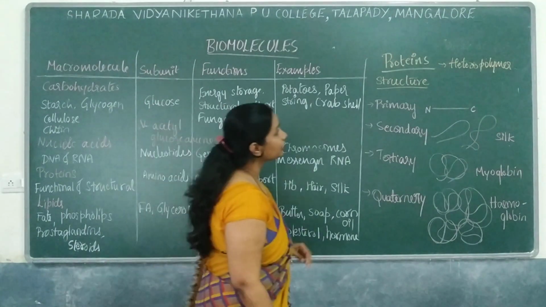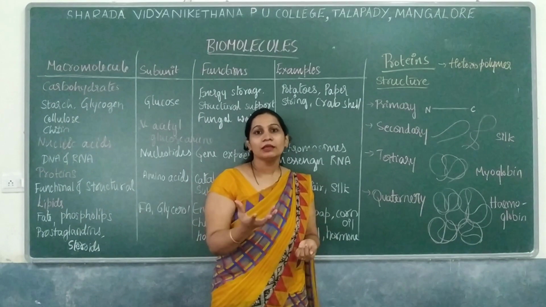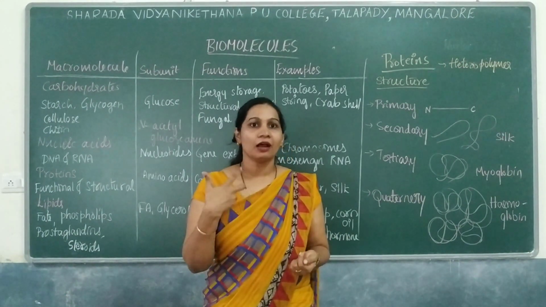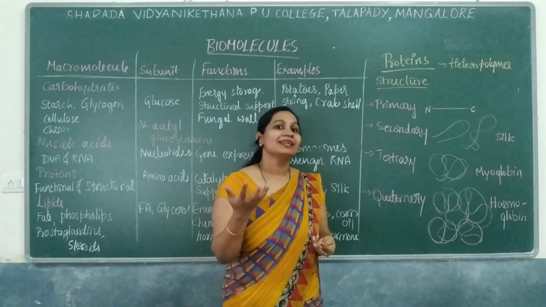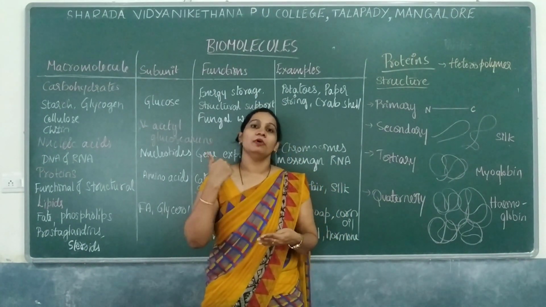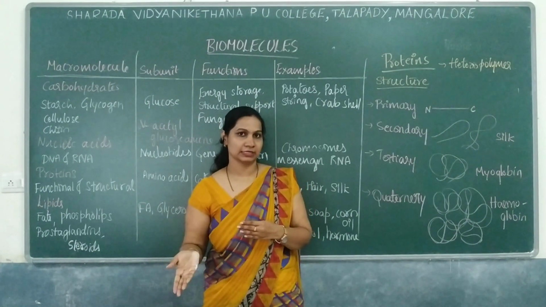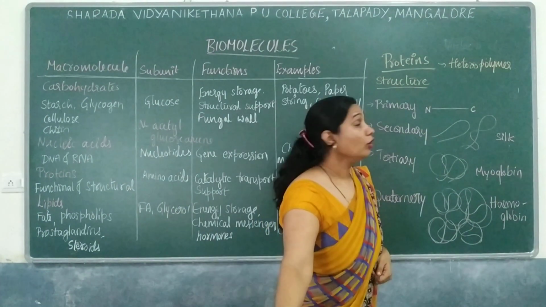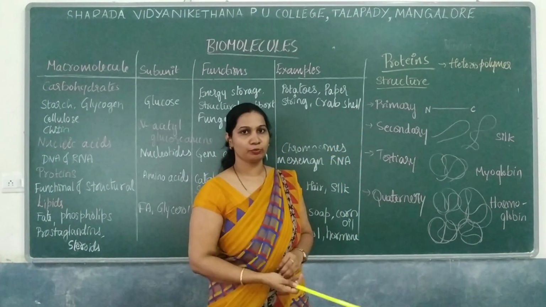Protein is one of the very important macromolecules. So proteins are the building blocks of our body, our muscles. Collagen is one of the very important proteins. So that is the building block of our body. Whereas proteins are mainly made up of amino acids. They are always heteropolymers. Proteins are always heteropolymers.